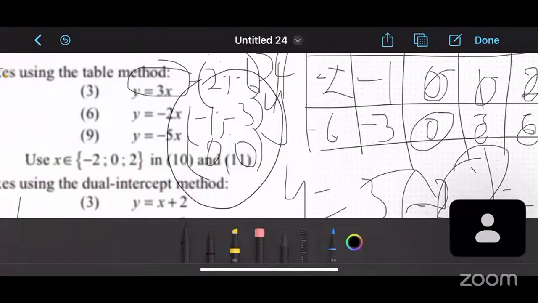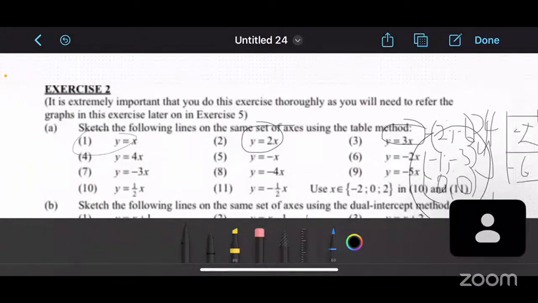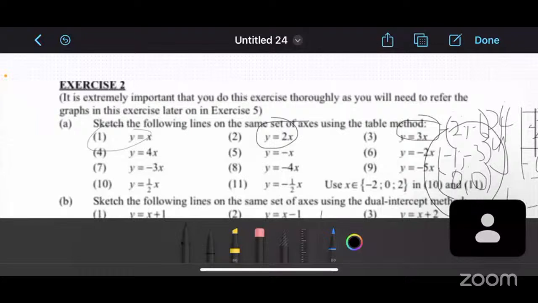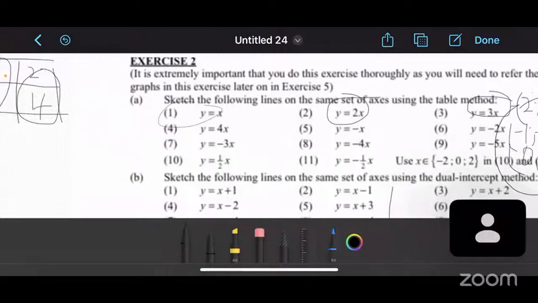Okay, Manahil, did you understand? Yes, ma'am. Can I let you do one? Hmm? What's happening? Manahil, are you still there? Let's do number 4.